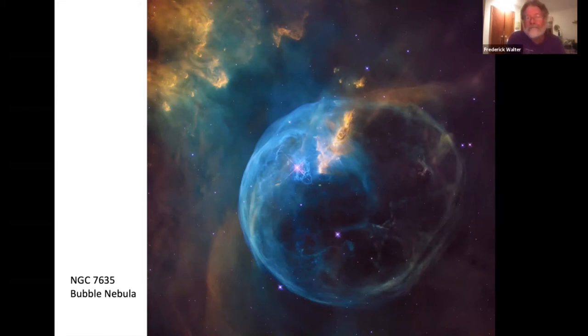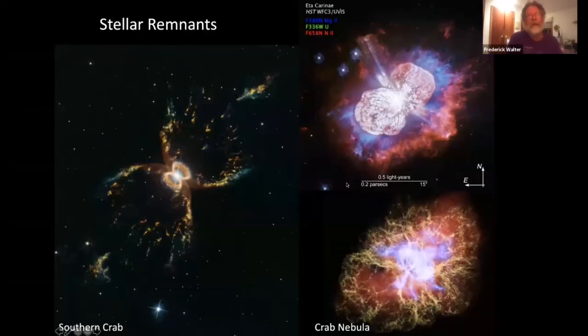From the ground, it looks like a little dot. It's not much of a bubble. And you can see off in the corner here more of those little pointers of dust with stars forming. The dust is being evaporated from the light from this hot star.